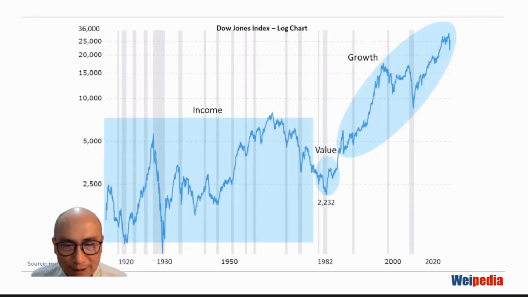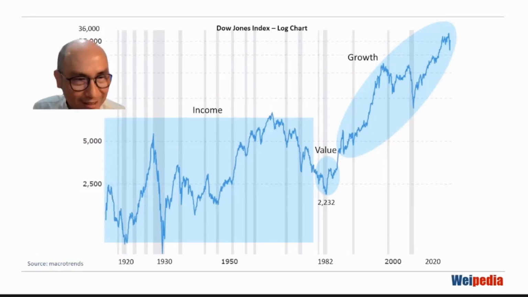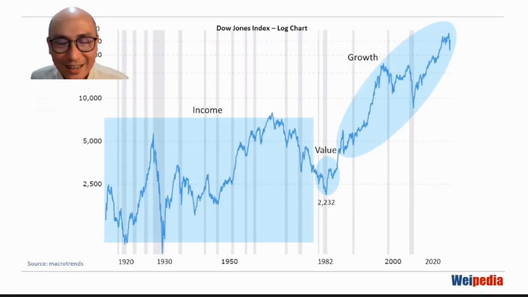Now, you realize that before 1982, from 1910 to 1982, maybe I should shift myself out of the picture. Yeah, that's good. From 1910 to 1982, the whole Dow Jones, which measures 30 average blue chip stocks of the United States, hung around this range. That's why I call it the income stage, between about 2005. So the mean line, the average line, if you just draw a straight line across from 1910 all the way to 1982, is about 2005.